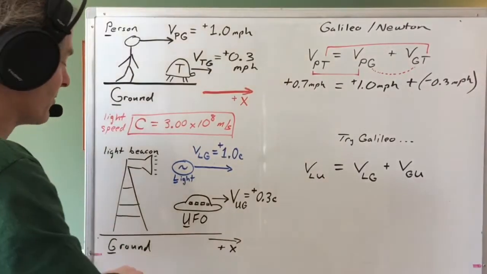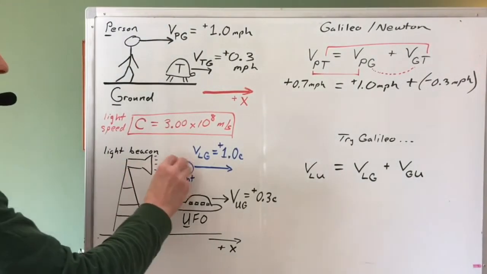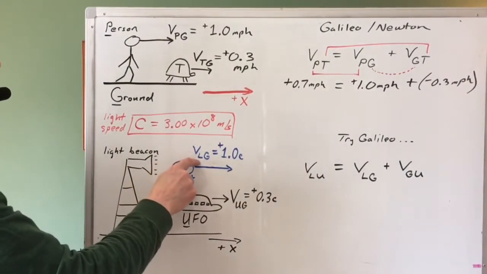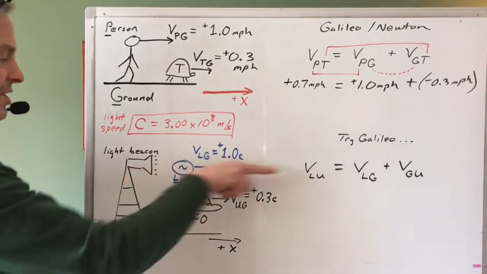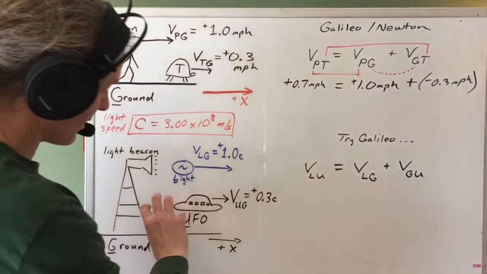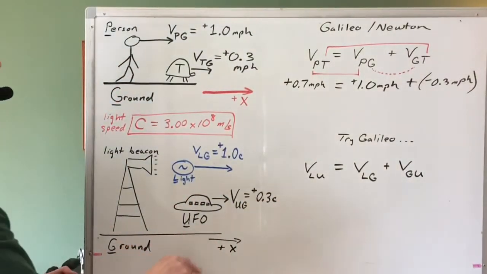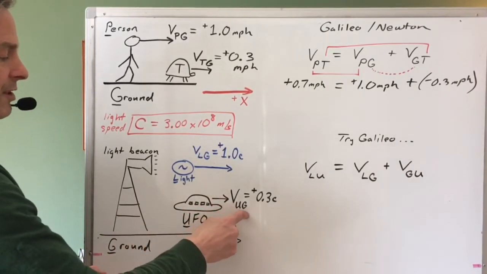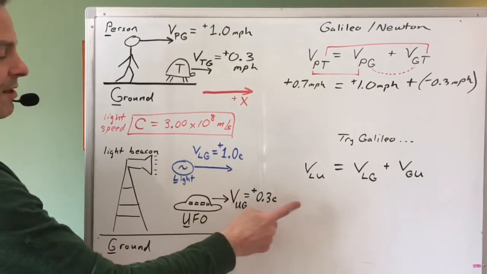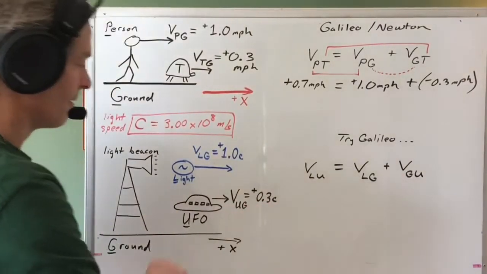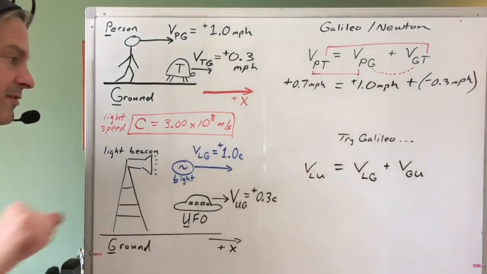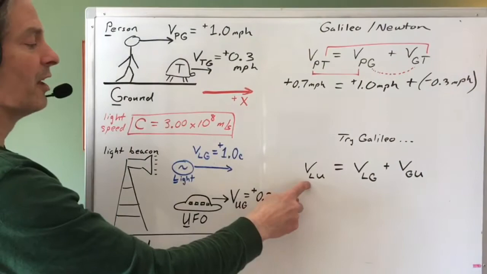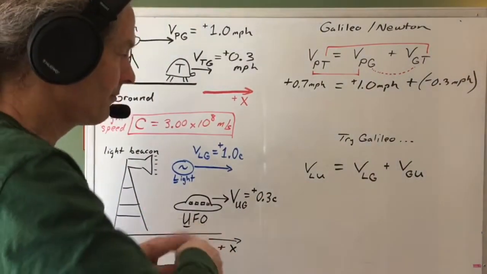So imagine I've got the ground, with right again as my positive x direction. I've got a light beacon that's shooting out light. So imagine this is a little light particle. The velocity of the light relative to the ground is 1c. Now imagine I've also got a UFO zooming to the right relative to the ground. U for UFO. The velocity of the UFO relative to the ground, let's say, is 0.3c, 3/10 of the speed of light, to the right. Both of these are positive because they're both going to the right relative to the ground. And I want to see what the Galilean formula gives for the velocity of light relative to the UFO.